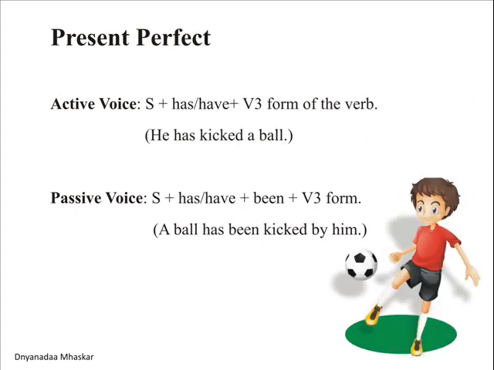Let us come to the next tense, that is present perfect. Let us see its form in active voice. Subject plus has or have plus V3 form of the verb. Example, he has kicked a ball. Passive voice, subject plus has or have plus been, BEEN, plus V3 form. A ball has been kicked by him. Again same thing, has kicked is in present perfect, and in passive voice also we have not changed its tense. We have just changed the form by using the be form of the verb, which is been, has been kicked.